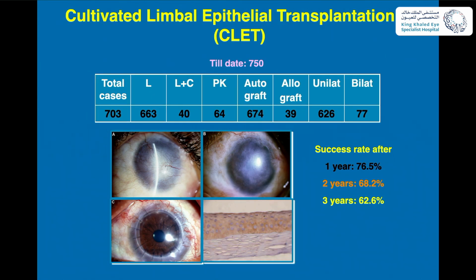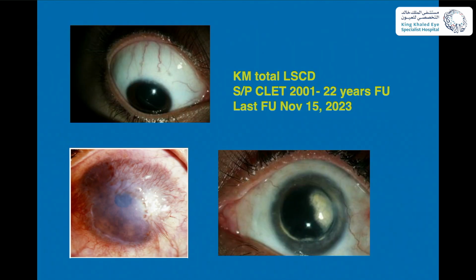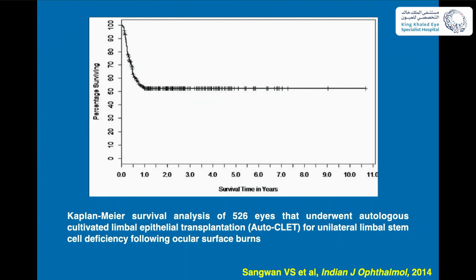We reported 750 eyes of patients who had undergone cultivated limbal epithelial transplant with almost 76% survival at 1 year, which falls to 64% in 3 years. And this is one of the longest surviving autologous CLET followed by PK, and this girl lives in Dubai now. This is the Kaplan-Meier survival analysis of 526 eyes of autoCLET.